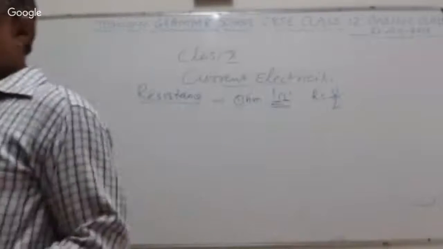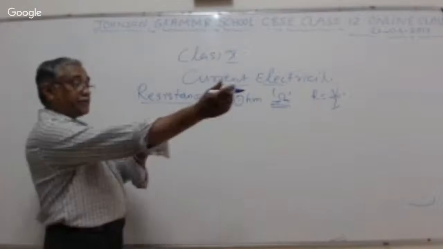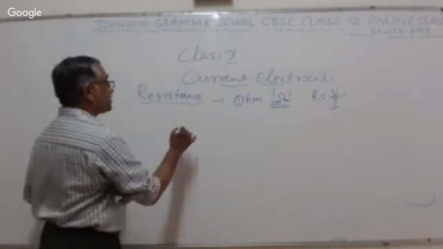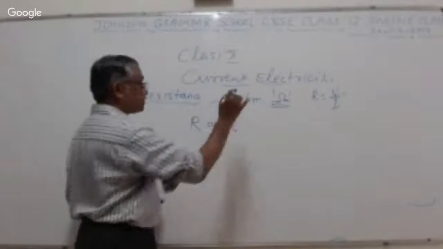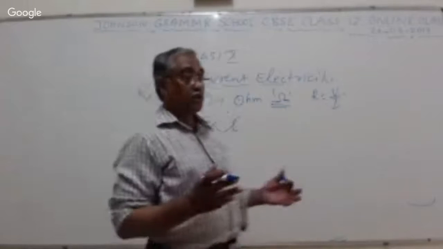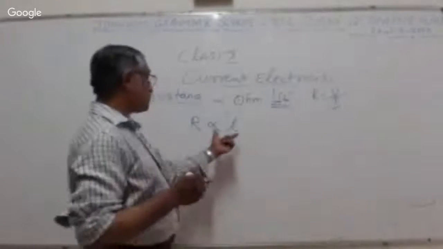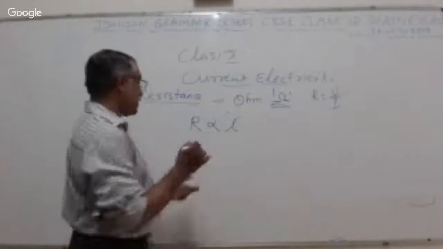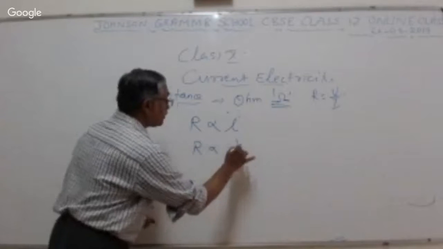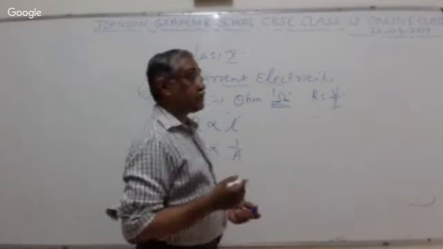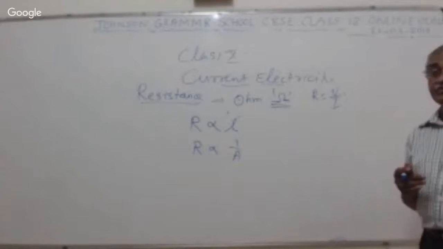So we have to find out now, we have to study about resistance. Suppose you got a conductor given to you. Resistance of a given conductor is proportional to the length of the wire. Suppose you got a conductor of a given length. So resistance is proportional to its length. And also resistance is proportional to 1 by A, or we call inversely proportional. Resistance of a given conductor is inversely proportional to its area of cross section.